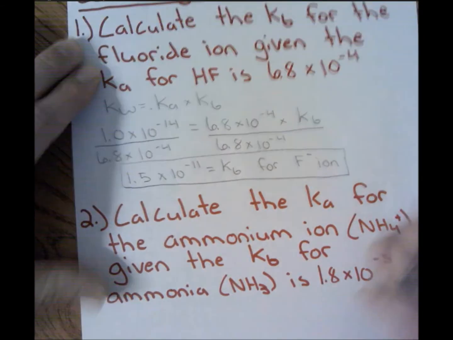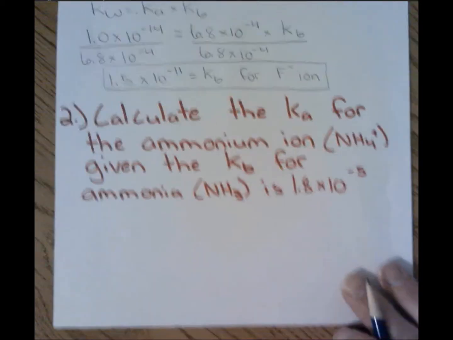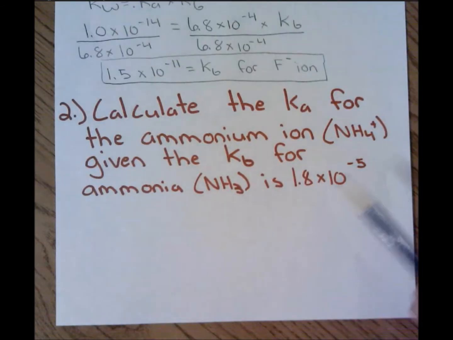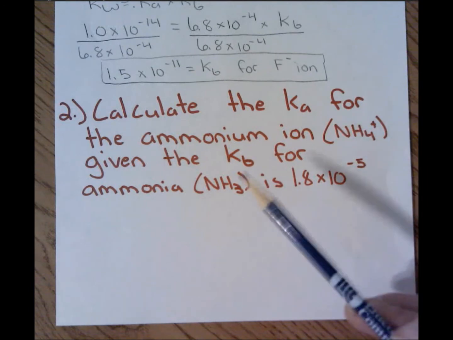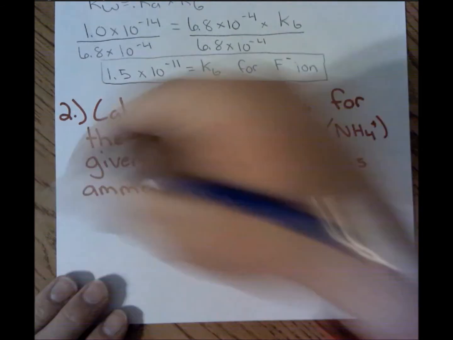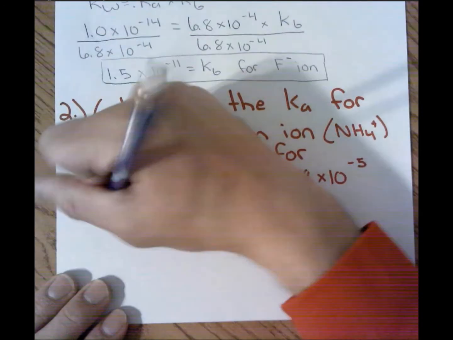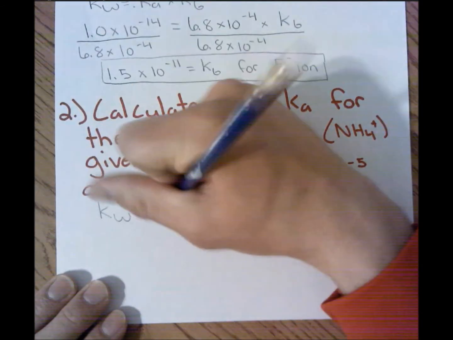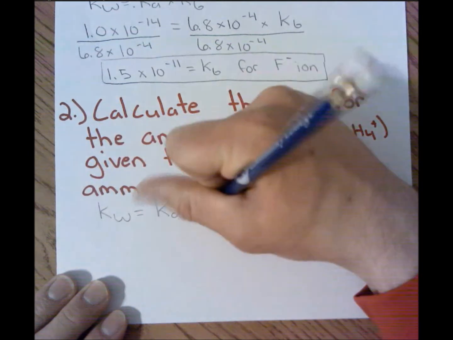And then we get down here, a very similar equation, except I give you the Kb. We want to know what is the Ka for this ammonium ion. Again, Kb can be looked up in a chart. So again, we start out with that same formula. Kw equals Ka times Kb.